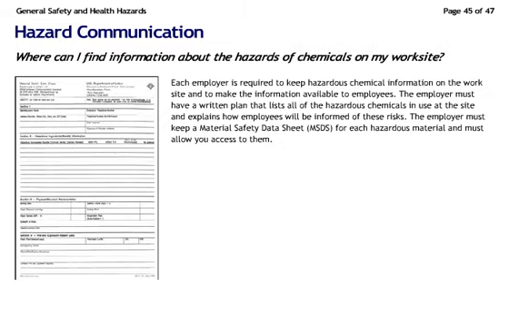Each employer is required to keep hazardous chemical information on the work site and to make the information available to employees. The employer must have a written plan that lists all of the hazardous chemicals in use at the site and explains how employees will be informed of these risks. The employer must keep a material safety data sheet for each hazardous material and must allow you to access them.